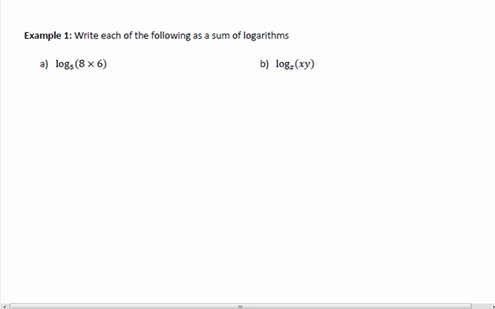Okay, we have a product. So which law are we going to use? What are we going to do with these? The product, the quotient, or the power? Product. Okay, so for the product, this would become log base 5 of 8. And what are we going to do with these 2 logs? Plus them. Plus log base 5 of 6. It's another way you can write it. You try the next one on your own.